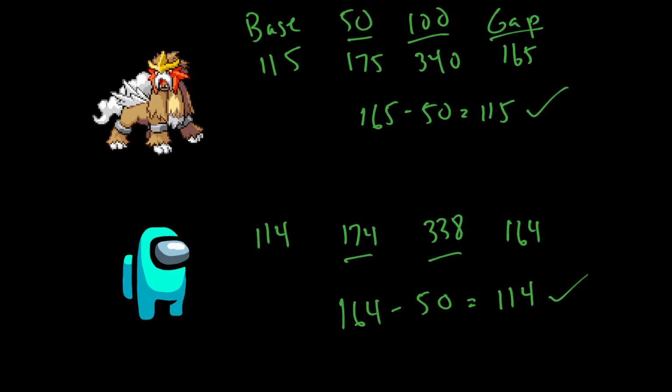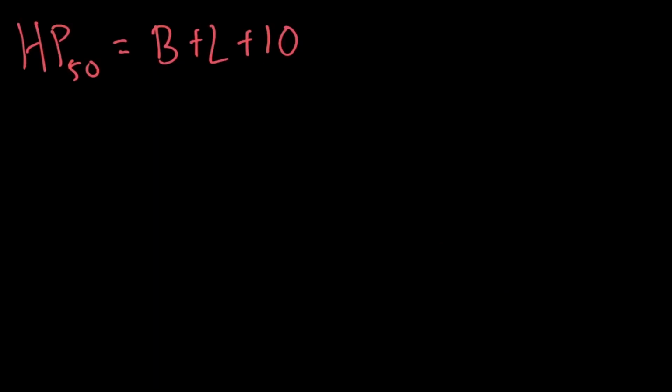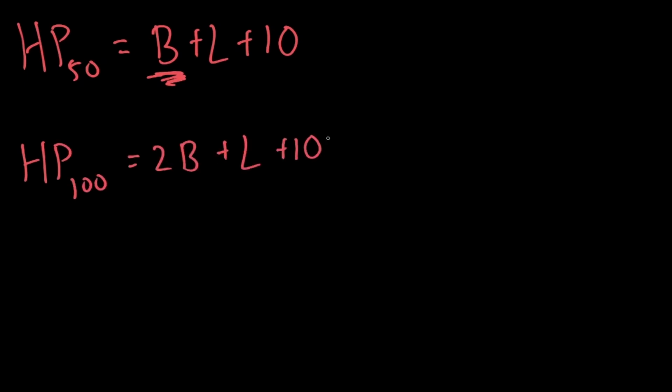Let's see if this applies the same to everyone else. It does. At this point, making an equation is like fitting pieces into a puzzle. So at level 50, HP equals B plus L plus 10. So at level 50, this part of the equation equals B. At level 100, this is equal to B but doubled. And the only thing that changed is 50 levels.